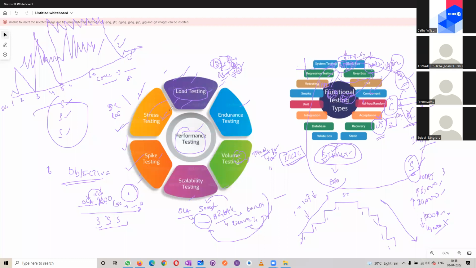So now we understood load, stress, and spike. Now scalability testing. I told you, one server has the capacity for horizontal scaling. Say the capacity is 1000. When it reaches 600, it gives an alarm: create another server and shift this particular 400 to it. Once again, when it is increasing, it will go for another server.